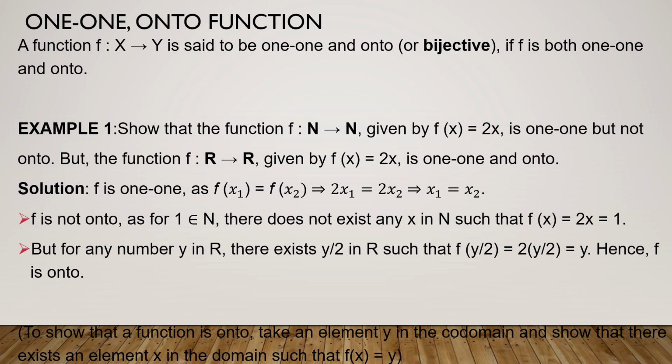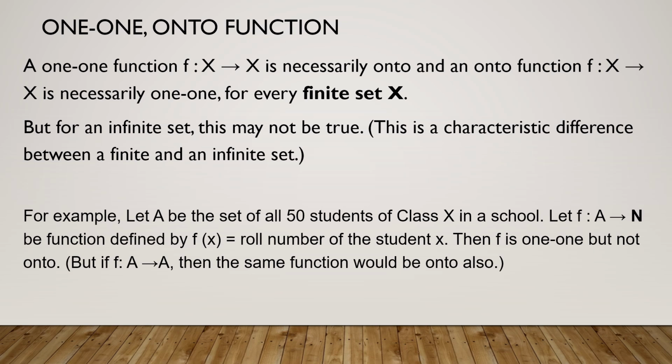Remember, to show that the function is onto, the simple technique is to take an element y in your codomain or range and show that there exists an element x in the domain such that f(x) = y. A 1-1 function f from X to X is necessarily onto, and an onto function is necessarily 1-1, for every finite set X. If you have any finite set and the function is from the same set to itself, then if it is 1-1, it is onto, and if it is onto, then it is 1-1.